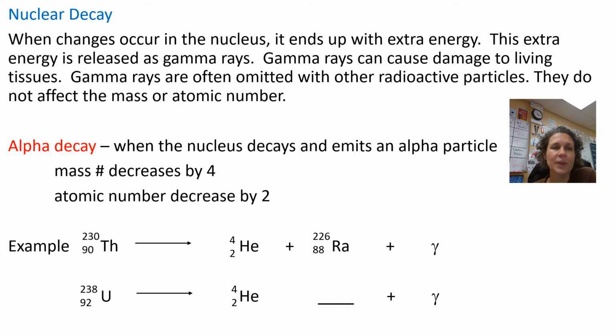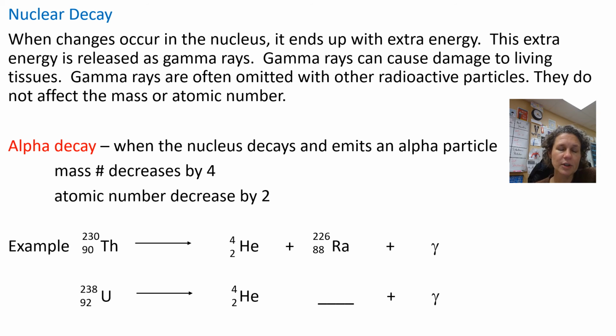Okay, so now nuclear decay. When you have changes in the nucleus, it ends up with this extra energy and it has to give off that energy usually as gamma rays. Those can cause problems to living tissue. That's why you don't want to be exposed to too many x-rays over your lifetime. And it is very often emitted with other radioactive particles like the alpha and the beta. Gamma doesn't change anything, but with alpha decay and beta decay, you can end up with new elements being formed.